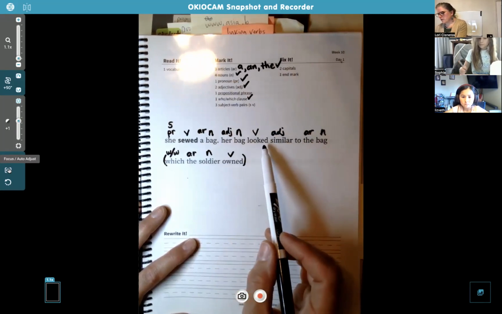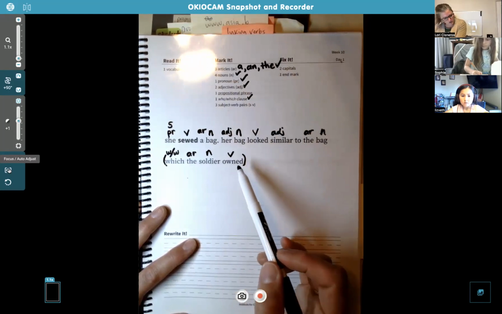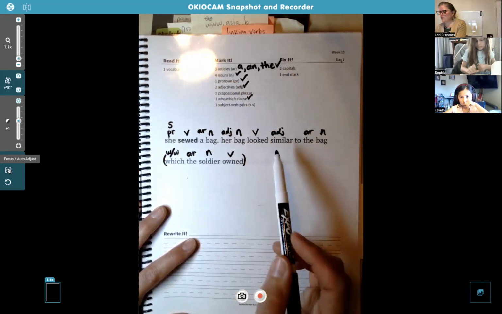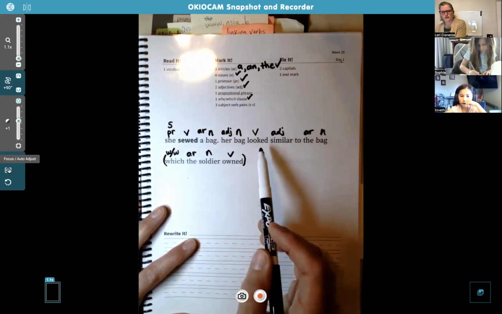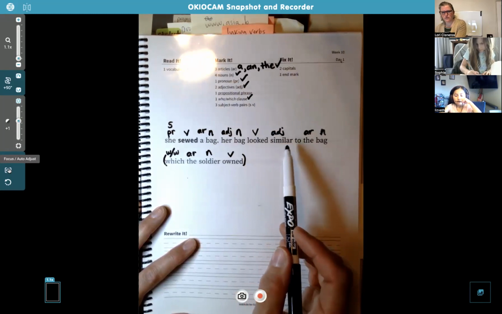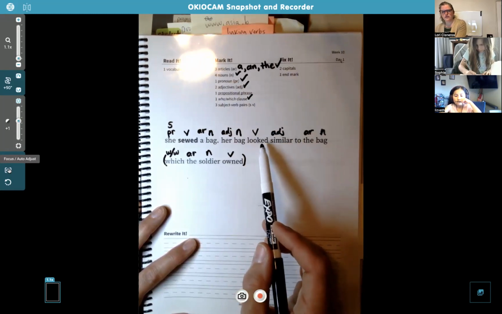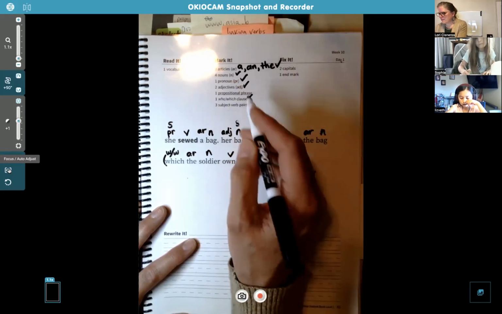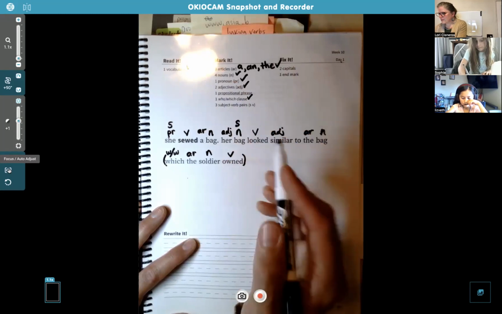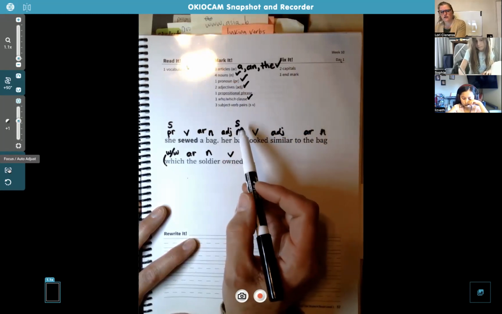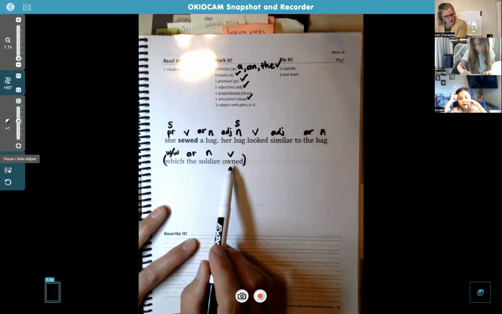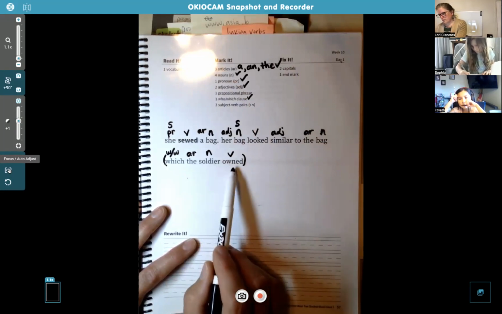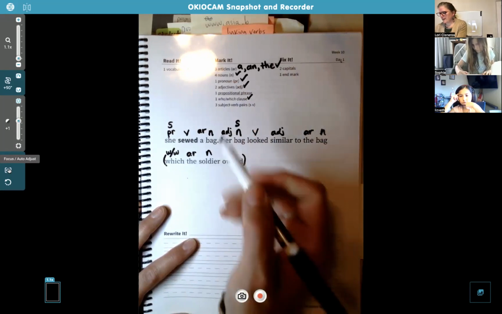And then Lizbeth, how about this sentence? Who looked and who owned? Oh, wait, let's do looked first. Who looked? Or what looked? It says her bag looked similar. So what was it that looked similar? The bag? The bag. Yeah, that's it. That's the subject. So I put S above that. And then down here you have owned. Who owned? The soldier. Yes, good girl.